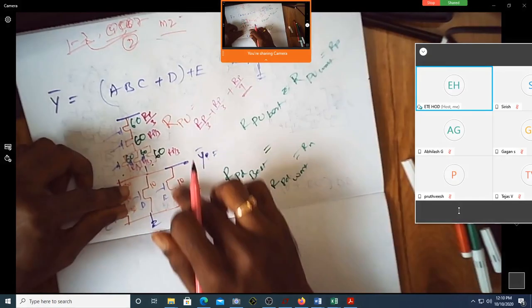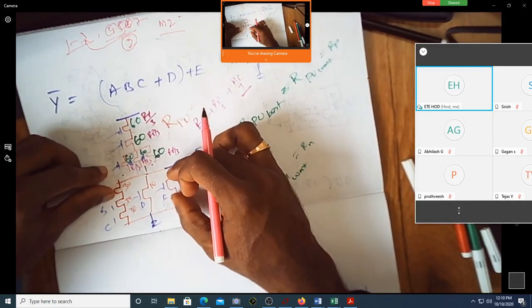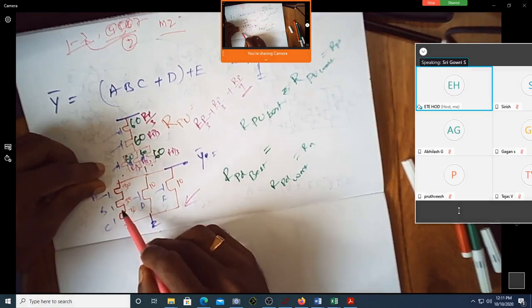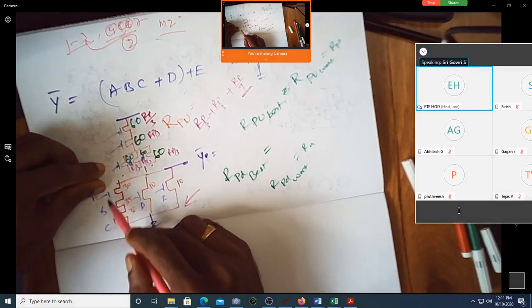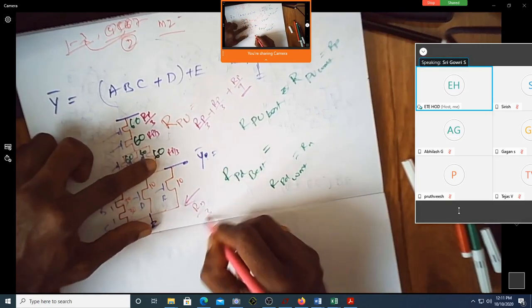RN, because this is also on, this is also on, this is also on, because each one is contributing. This is RN, this is RN, so this is RN by 3, RN by 3, RN by 3 in series. This will also be RN. So all three RNs are coming in parallel. It will be RN by 3. Correct?